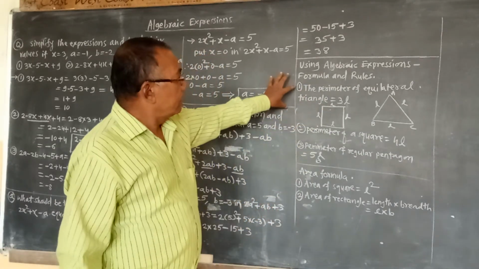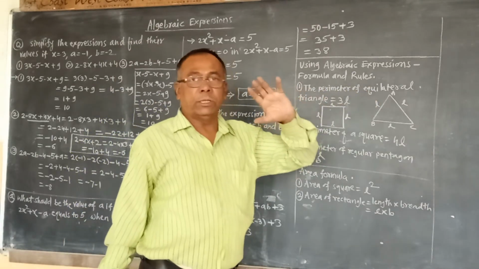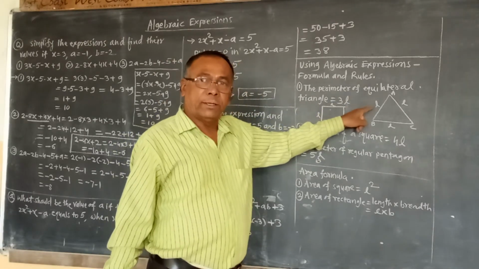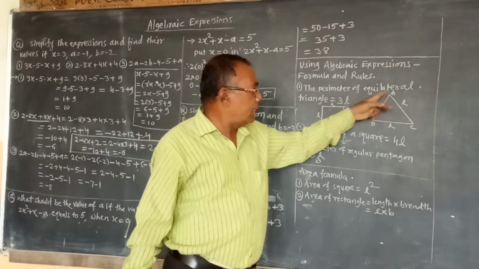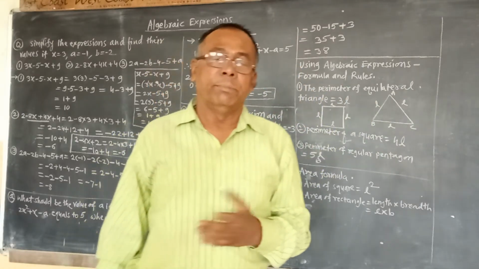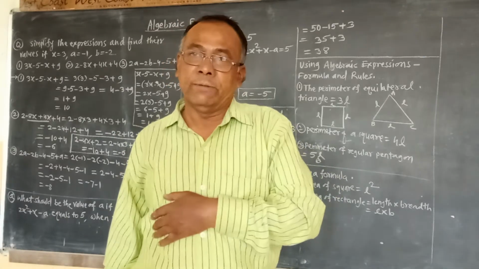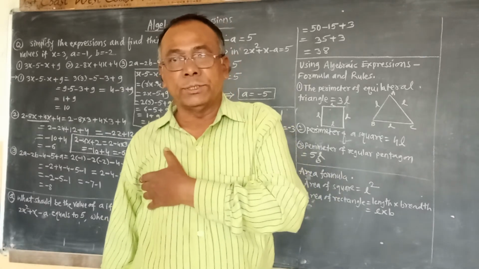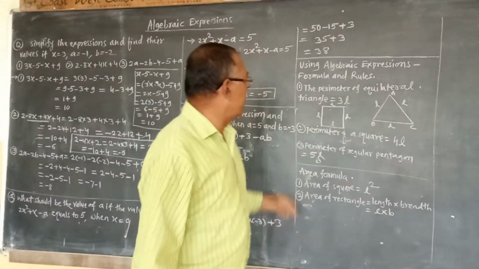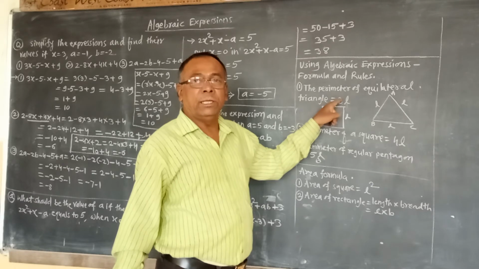Means the first is that the perimeter of the equilateral triangle. We know that all the sides of the equilateral triangle are equal. If L is the length of the side, then AB equal to L, AC equal to L, and BC equal to L. And we know that perimeter means the sum of the length of the boundaries of the given geometrical figure. Sum of the boundaries means AB plus BC plus CA is equal to L plus L plus L, and therefore the perimeter of equilateral triangle is equal to 3L.